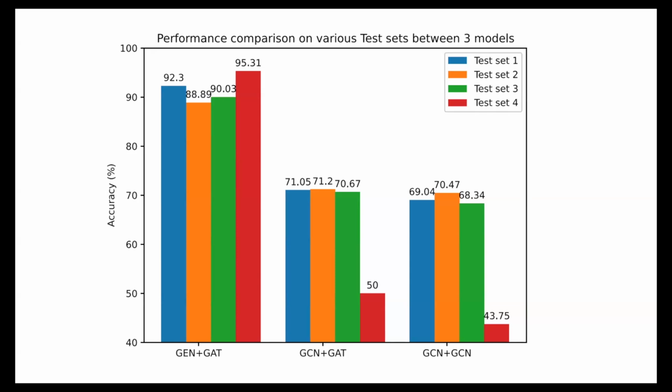So it means that the message passing mechanism matches well to our graph neural classification task. And we also tested GEN plus GEN, to see whether message passing is so important, how about we combine two message passing algorithms. But GEN plus GEN underperforms GEN plus GAT. We don't know why. So that's one of the interesting points.